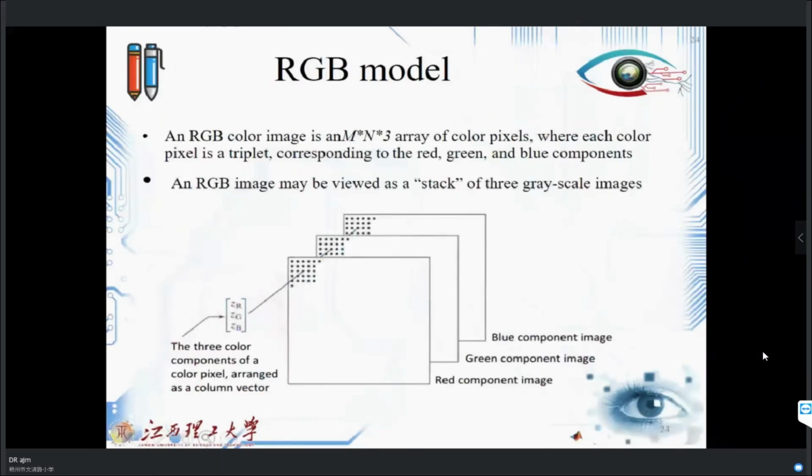RGB color images are shown as an m by n by 3 three-dimensional array of color, as we say, and each color pixel is a triplet corresponding to the red, green, and blue color. An RGB image may be viewed as a stack of three grayscale images, as you can see here.